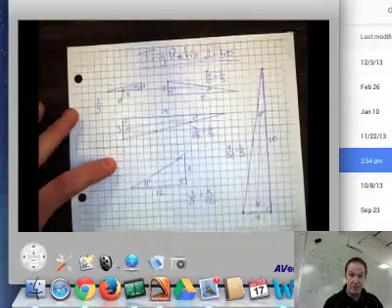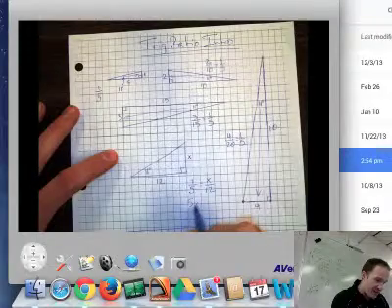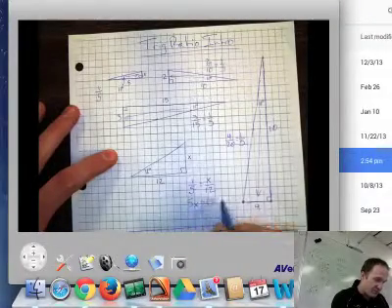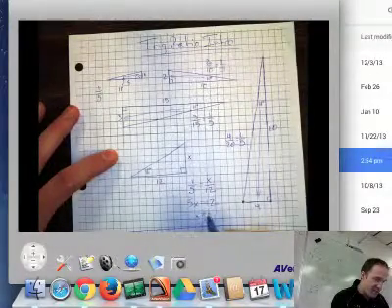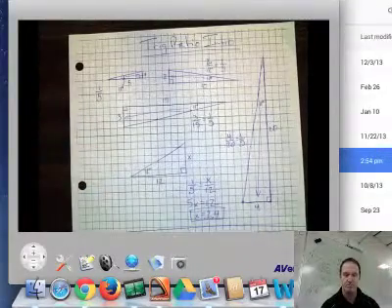And now that we've got a proportion, we can just solve it. 5x equals 12. Divide both sides by 5, and you get 2.4. And there is the length of our side.